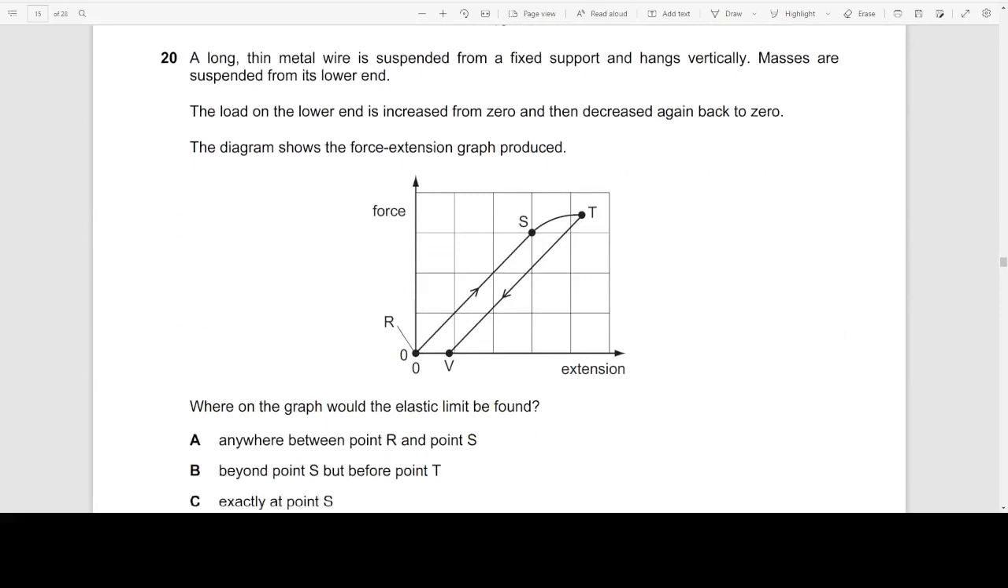Alright, a simple question again. A long thin metal wire is suspended from a fixed support and hangs freely vertically. Masses are suspended from its lower end. The load on the lower end is increased from 0 and then decreased again back to 0.